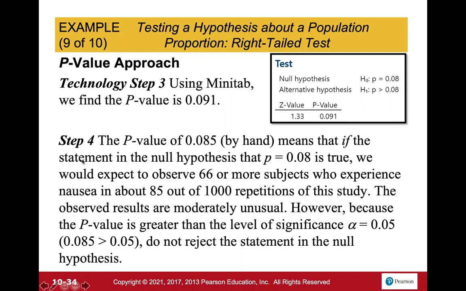Continuing on with this, we would expect to observe that the observed results are moderately unusual. However, because the p-value is greater than the level of significance, 0.05, we do not reject the statement in the null hypothesis. So this would be the frustrating part for someone, I'm guessing from the FDA or whoever's running this study. Alpha is stated to be 0.05, which is a very small level of significance. If we were to state the level of significance to be a little bit higher, in this case double, alpha equaling 0.10, then we would definitely be able to reject the null hypothesis and accept the alternative, but we're not.